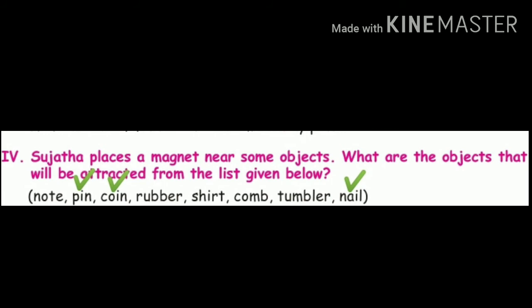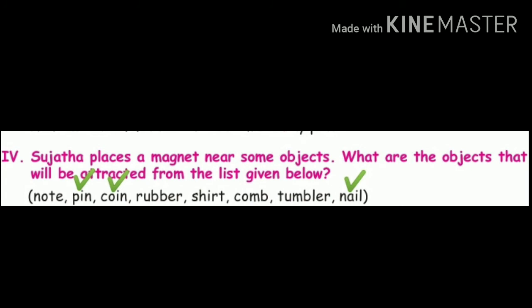The list given below are note, pin, coin, rubber, shirt, comb, tumbler, and nail. We can see one by one. The first one is note. Note is made up of papers, so magnet cannot attract it. So note is not an answer.